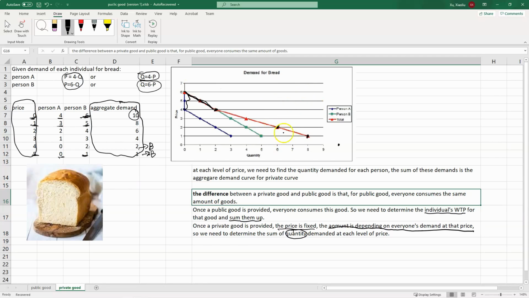So that's all for the private good. That is, at each level of price, we need to find the quantity demanded for each person. The sum of those demands is the aggregate demand curve for the private good.